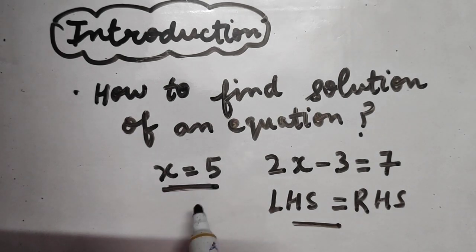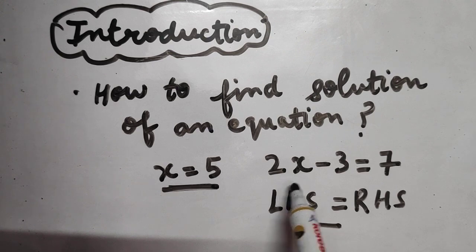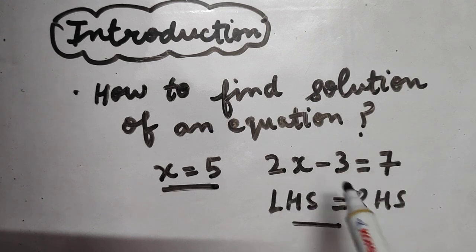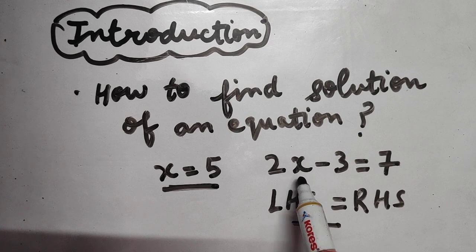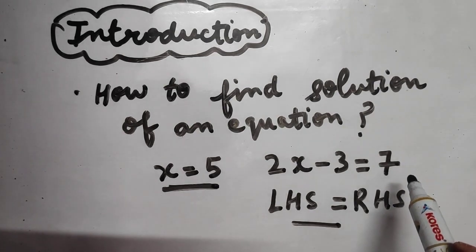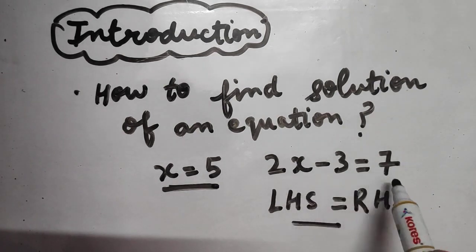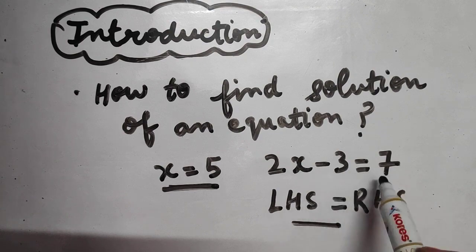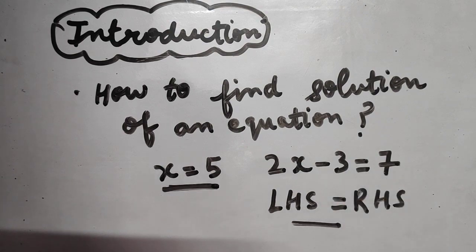And we perform the same mathematical operations on both the sides of the equation. If I am adding something on the left hand side, I need to add the same number on the right hand side. It basically works like a balance, and we perform the same mathematical operations on both the sides of the equation so that balance is not disturbed.